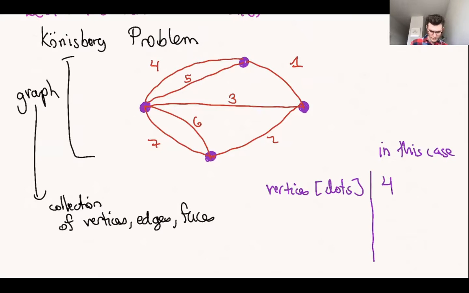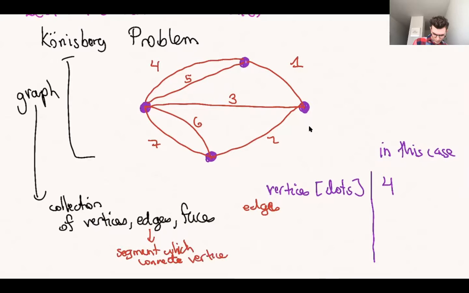Now, the edges. Think of them as segments that connect vertices. Edges are almost like intervals, and vertices are almost like the endpoints of the interval. So think of edges as segments which connect vertices. In this particular case, how many segments or edges do we have? We have 7, correct? 7, like the 7 bridges of Königsberg.